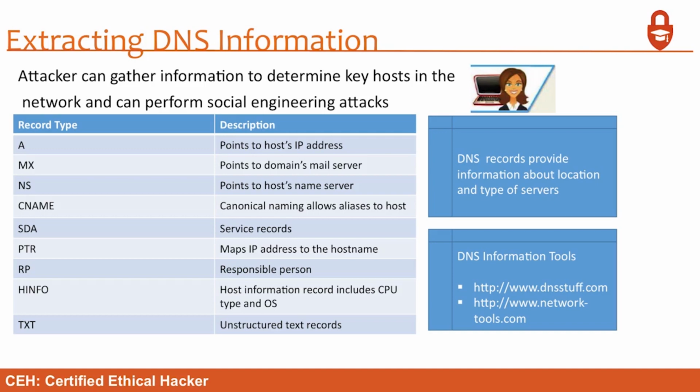What do you need to know about this? If you're telling me this is on the test, well, what do I need to know? What you need to know is that an A record, the record type, points to a host's IP address. An MX record, or mail exchanger, points to the domain's mail server. The name server, or NS, points to the host's name server. And then the CNAME, the canonical name, allows aliases to a host, so you can have a bunch of aliases point to it. And then we talked about the unstructured text record below.